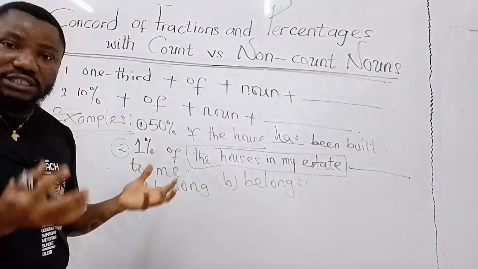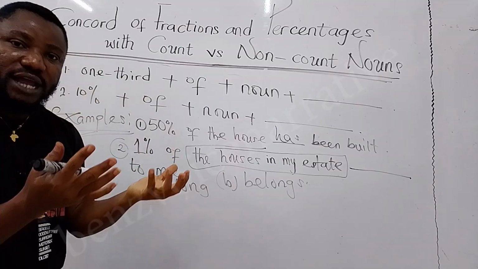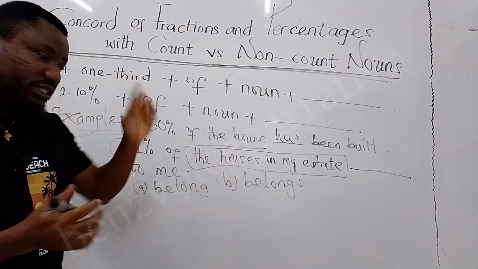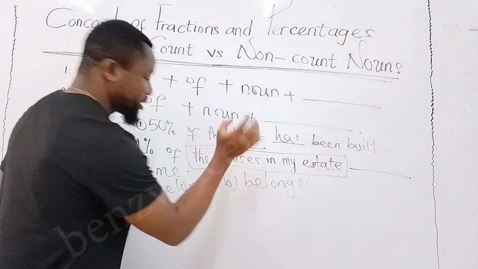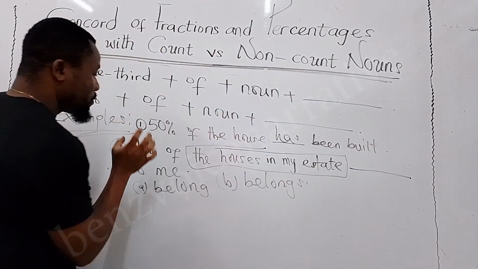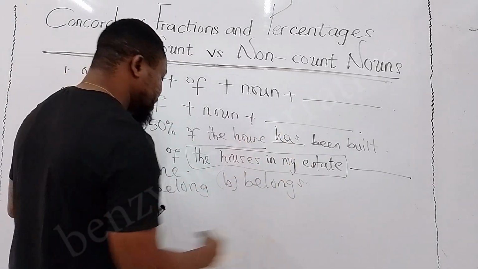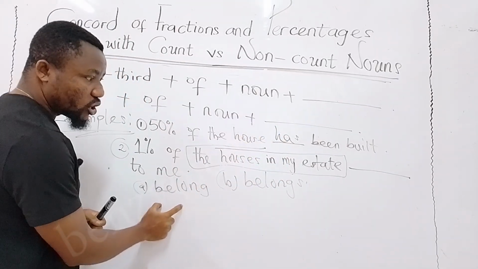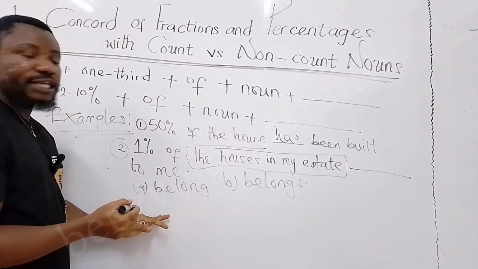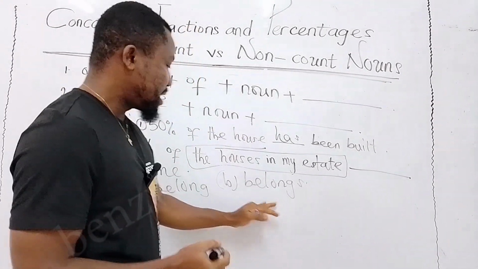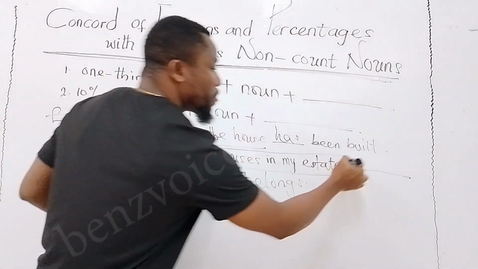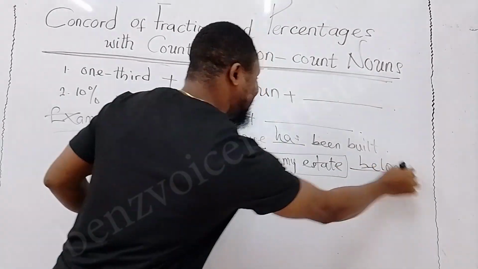We're talking about houses. Houses are countable nouns. And this is plural. Houses, not building, houses. So because this is plural, your verb has to be a plural verb. So 1% of the houses in my estate. So between belong and belongs, which one is plural? Definitely, you know that belong is plural and belongs is singular. So the right answer here is A, belong.